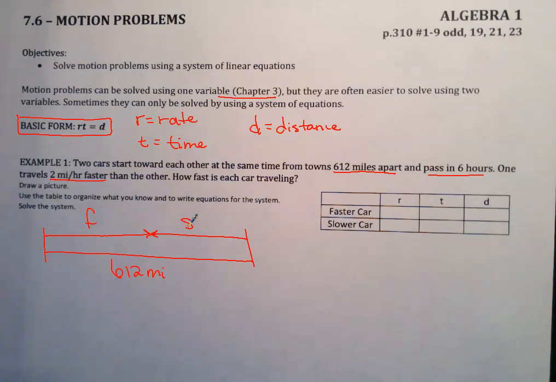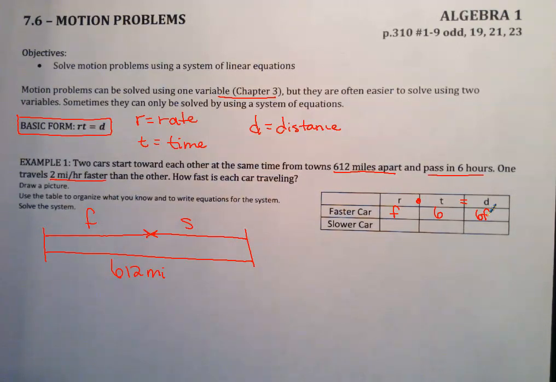So we could say, all right, well, the faster car is going its rate, the rate of the fast car, and its time was how long? 6 hours. Okay, and so what was its distance? Okay, 6f. We always put the coefficient first. Because remember, it's just the rate times the time equals the distance. So its distance was 6f.